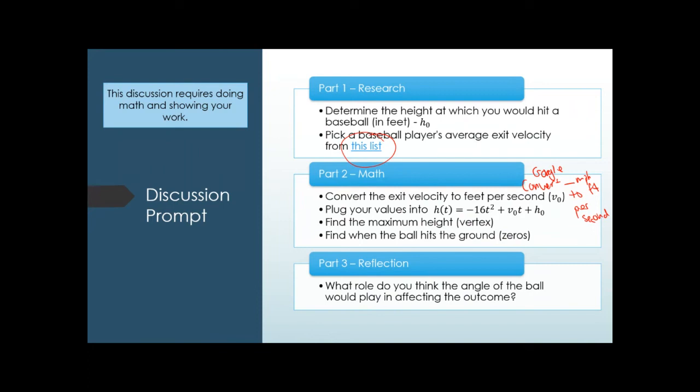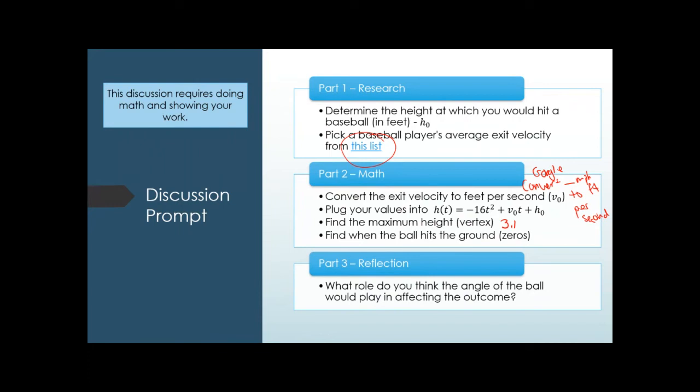So this is a function. You're plugging in your velocity and your height, and now you have a quadratic equation. So then that's where you start using the information from the textbook. So you need to find the maximum height, which is the vertex, and that is covered in section 3.1. And so that is how high this baseball will go.